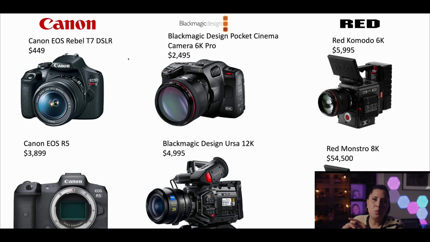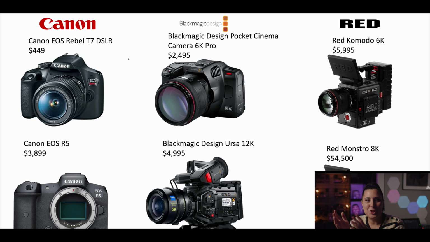Now, the one thing with the higher end video cameras that you need to know is you will not get what's called a stock lens. When you go to the lower end of the camera bodies like the EOS Rebel, you will get a stock lens with that camera body. But when you're starting to move over to cinema cameras like the Blackmagic or the Reds, you're not going to get a stock lens with it.